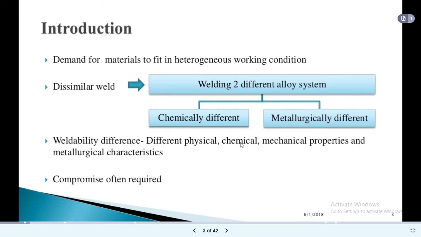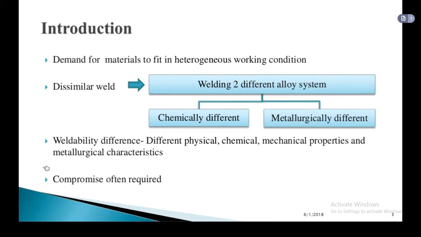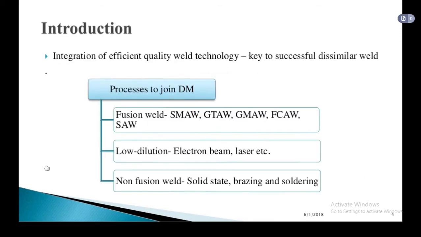The materials have different physical properties, different chemical properties, different mechanical properties, and different metallurgical characteristics. And when we do the welding, we get a composition of all three.